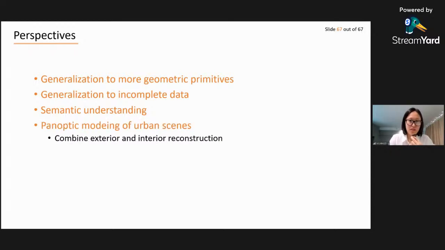Finally, the ultimate goal is to have an algorithm that automatically reconstructs a whole building, including the exterior structures, interior layout, and even furniture inside. This requires the integration of specialized pipelines for both outdoor and indoor scenes into a single unified framework. I hope that my research could help us get a small step closer towards this ultimate goal.